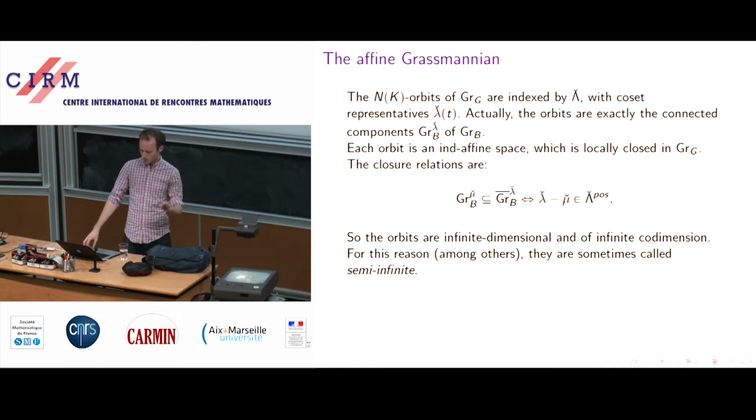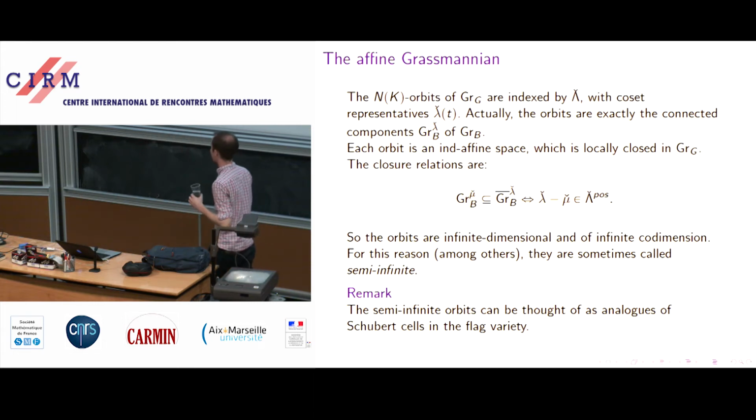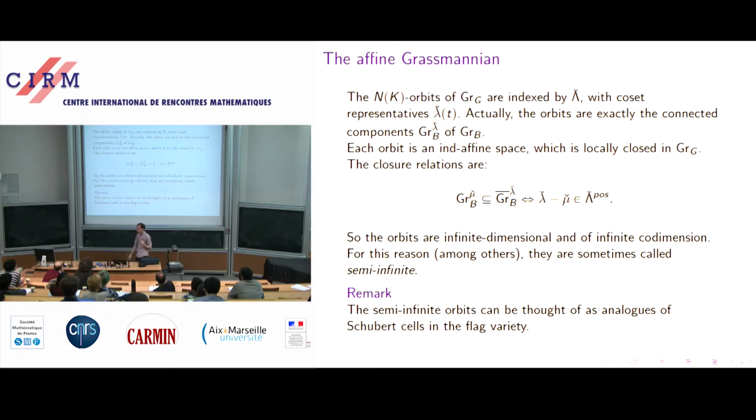So that's where this phrase later will come from for semi-infinite flag variety. So you should think about these as Schubert cells inside of the flag variety. Those are affine spaces inside of G mod B. So if this is some generalization, then these are ind affine spaces inside of this thing.